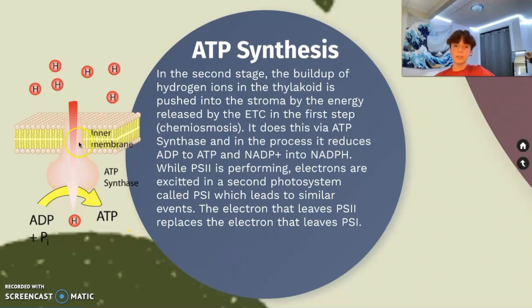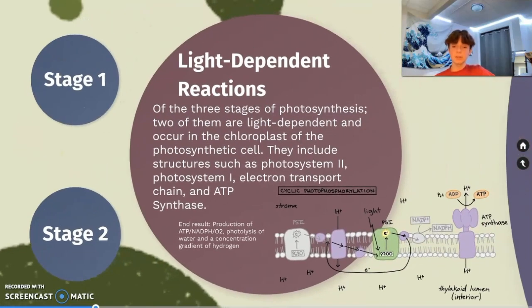In here, as you can see, there is a high concentration of hydrogen ions in this top half. The ATP synthase's job is to push these hydrogen ions through to satisfy this concentration gradient, which nature does not like and always tries to satisfy. In the process of this, ADP is reduced to ATP, which creates energy. These steps describe how this whole diagram is working.